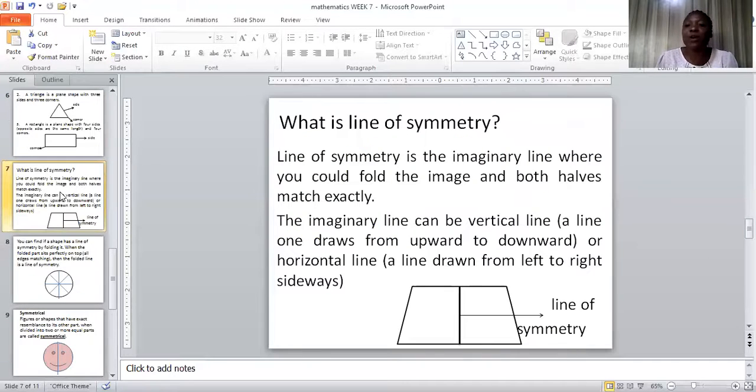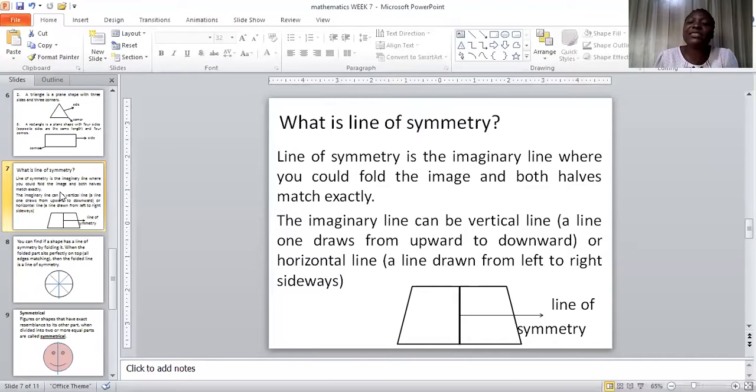Now, another thing we are to learn in this class is line of symmetry. What is line of symmetry? Line of symmetry is the imaginary line where you could fold the image and both halves match exactly.